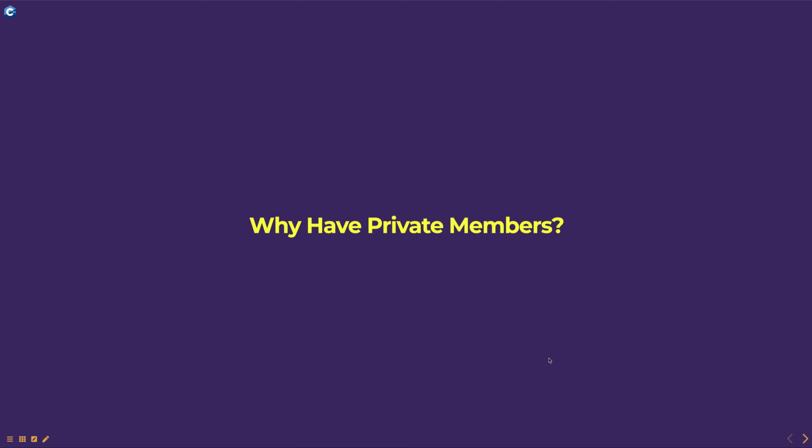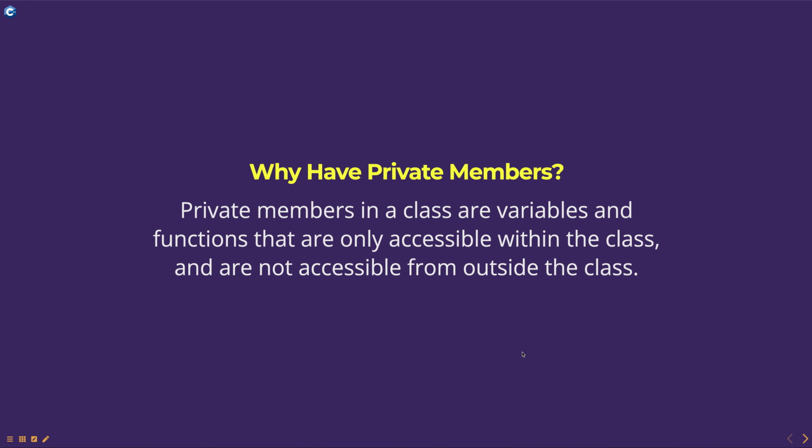Hello everyone. Today we are going to discuss why have private members, part of the programming in C++ course. Private members in a class are variables and functions that are only accessible within the class and are not accessible from outside the class. They are marked as private using the private keyword in the class definition.